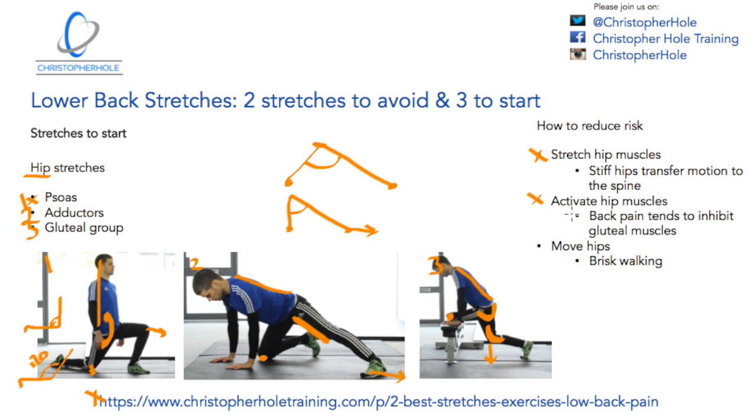When we then go through a set of exercises, we activate the glute muscles and we activate the hip muscles. So that then again takes the pressure away from the lower back. The final thing to do is then to move the hips. Now essentially moving the hips or using brisk walking, and I want to use brisk walking rather than just walking, because when we brisk walk, we tend to maintain a more appropriate position of the torso, and we also tend to swing the legs and swing the arms more purposefully.